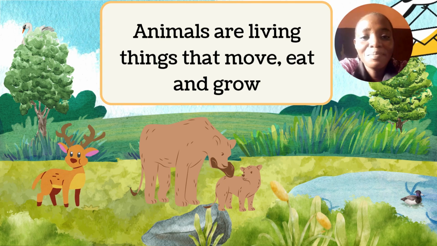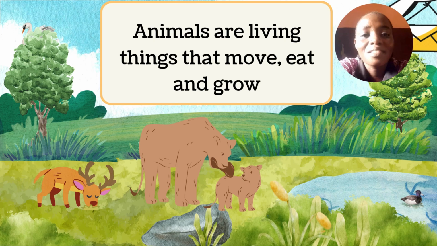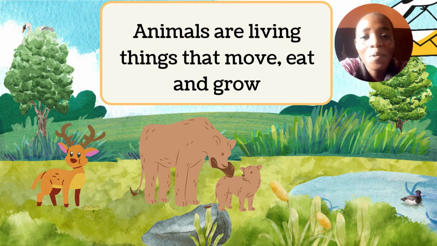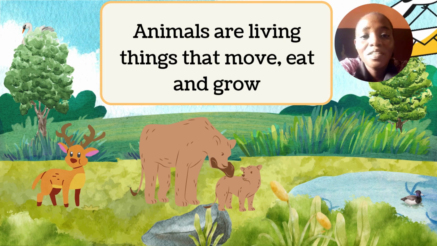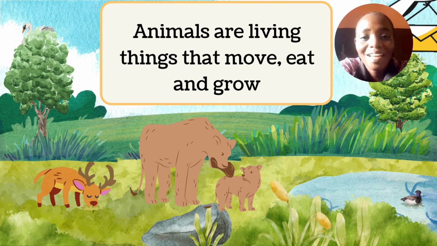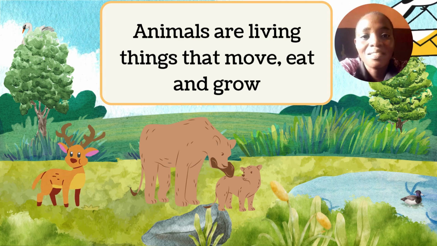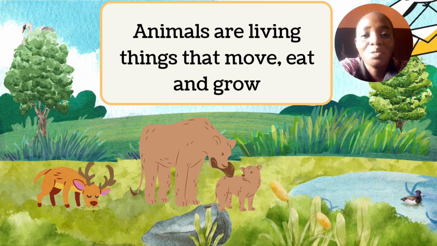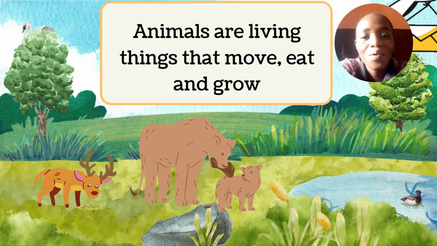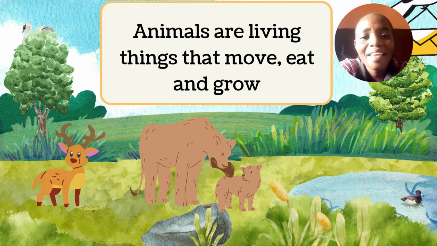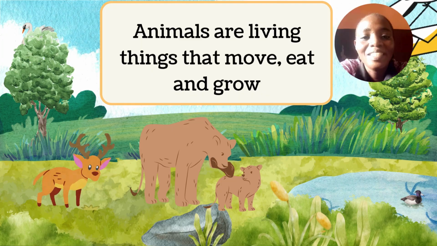What are animals? Animals are living things that move, eat, and grow. Animals are living things that have the capacity to move, eat, and grow, and that is what makes them living things. Examples of animals include dog, cat, cow, pig, goat, lion, tiger, and so on.